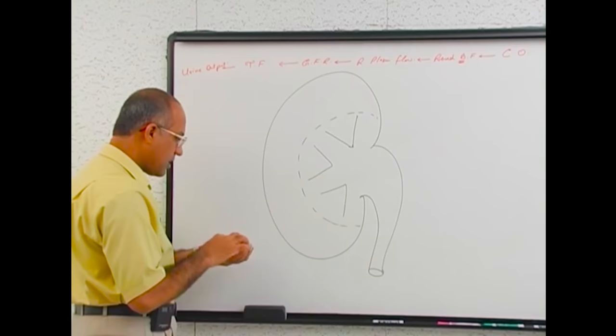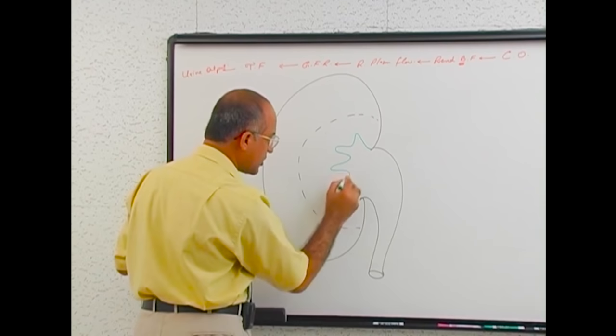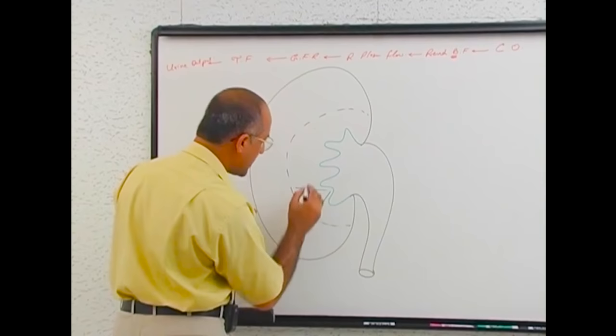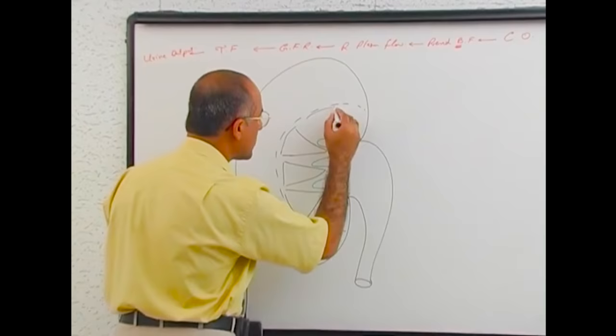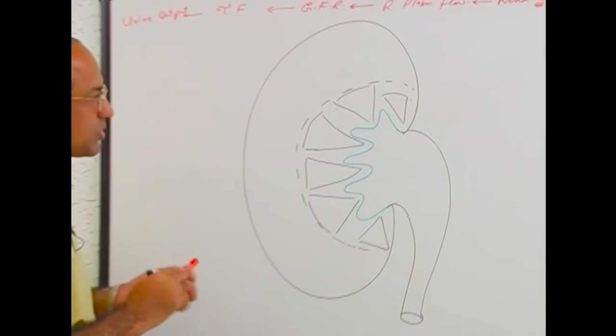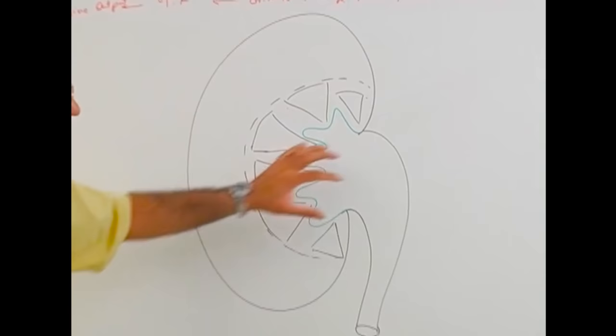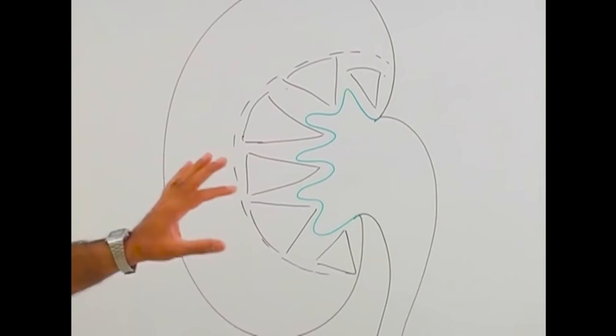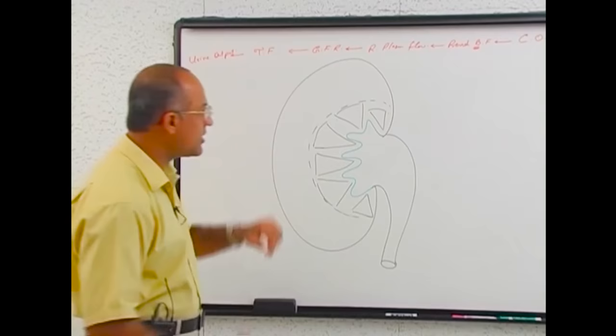And here, I'll make the calyces more clear. These are the calyceal system, right? And here is the renal medullary system. Is that clear? Now, already you know that this is the renal cortex, this is the renal medulla, and there is the urinary collecting system, but we have to develop the relationship between the renal vasculature and how the nephrons fit into this picture. So let's start with the renal vasculature.